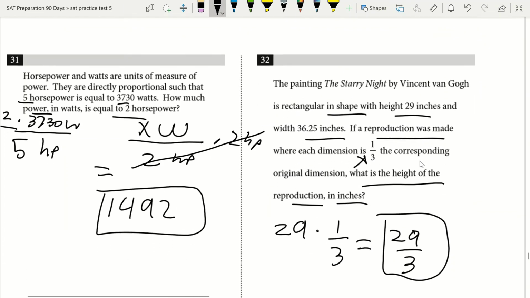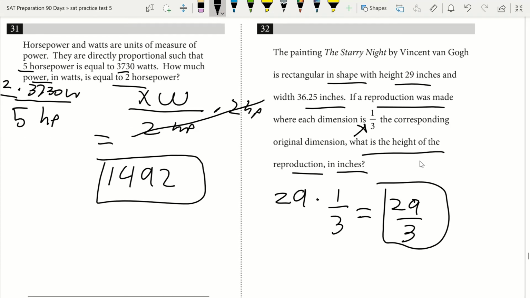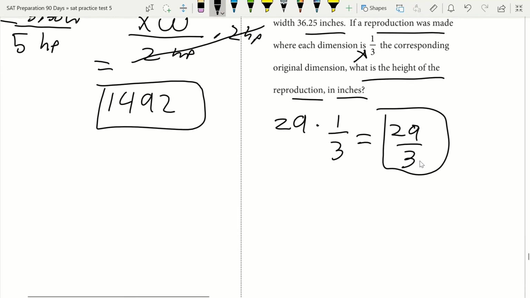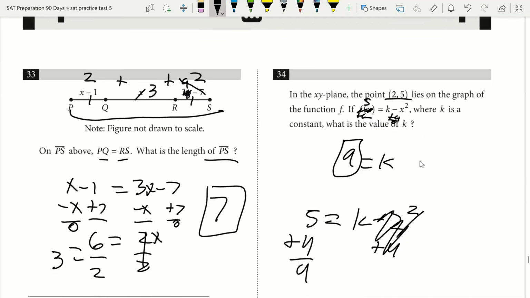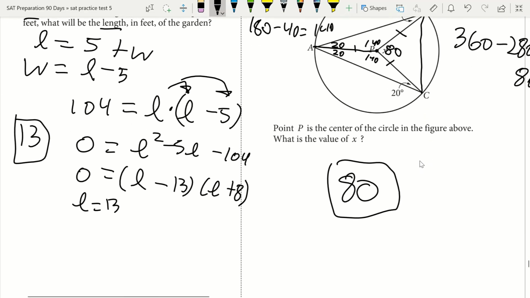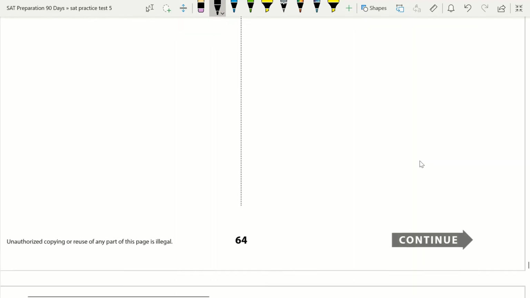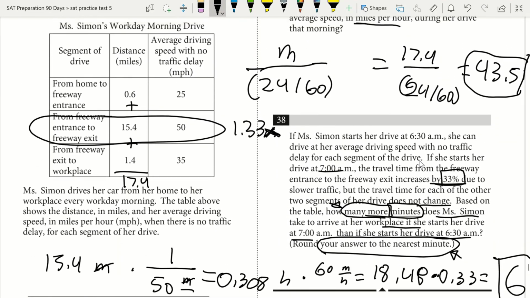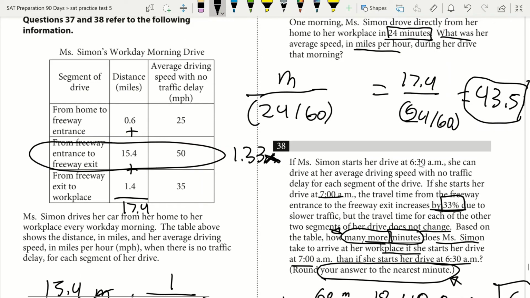Number 31, 1,492. Number 32, 29 over 3. Number 33, 7. Number 34, 9. Number 35, 13. Number 36, 80. Number 37, 43.5. Number 38 is 6.